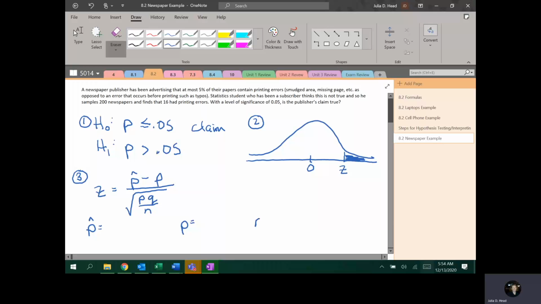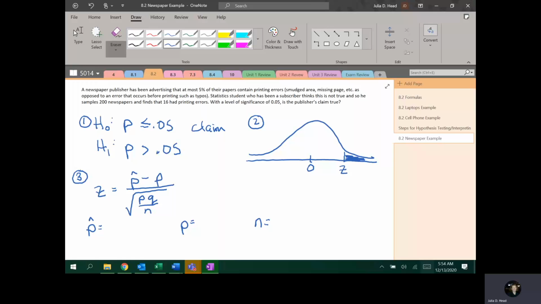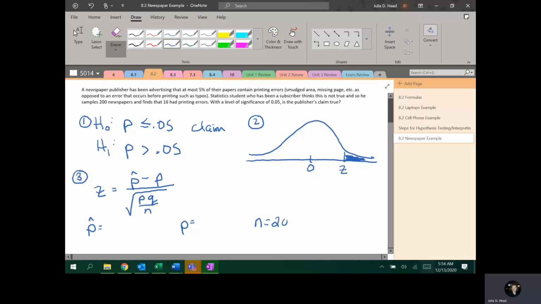I always like finding n first. I find it to be one of the easier ones. And a lot of times I need n to find p hat, so I'm going to have to find it first anyway. In this case, we sampled 200 newspapers.